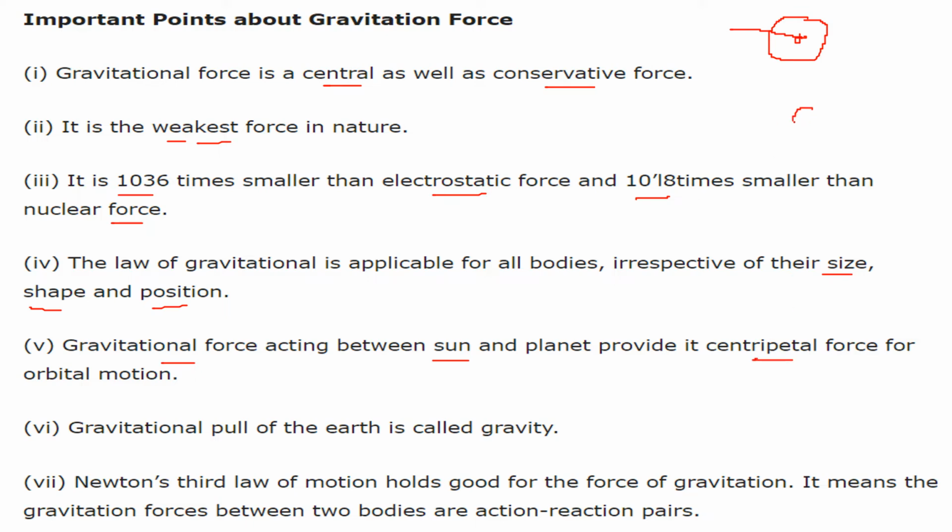If this is the sun, all the planets we know are revolving around it. How are they revolving, or from where are they getting the energy, from which force? It is the centripetal force. The gravitational pull of the Earth is known as gravity. If this planet is Earth, this is the sun, then we call it the gravitational pull of the Earth. Earth, by virtue of its inner mass, attracts the bodies.